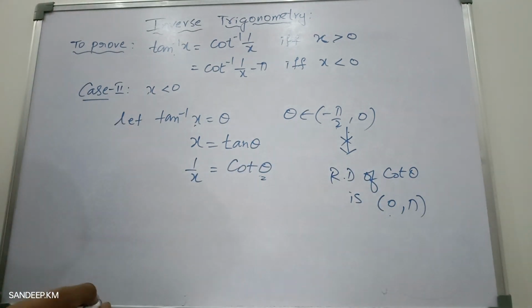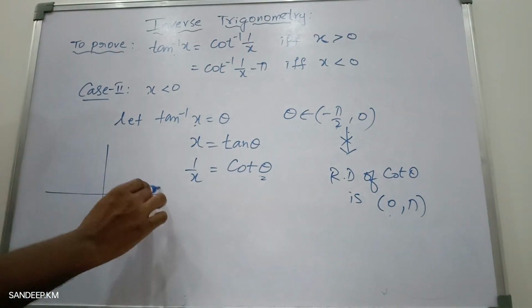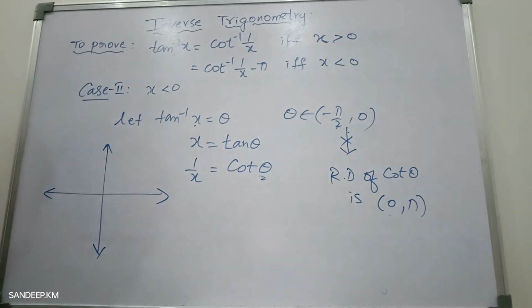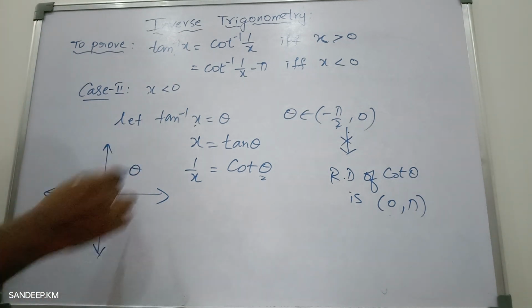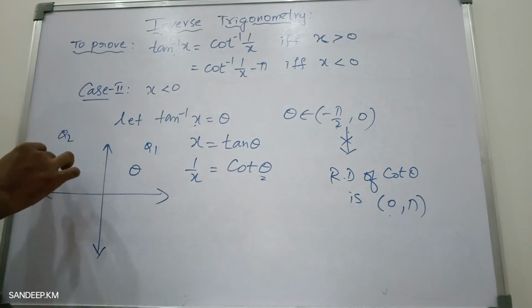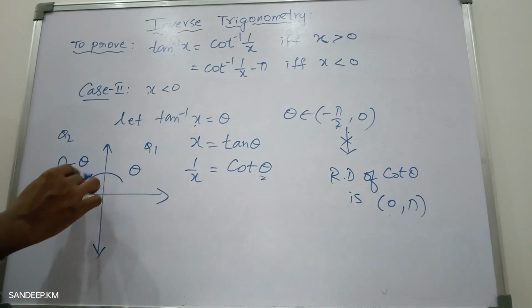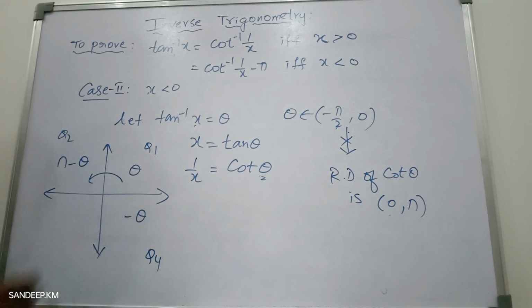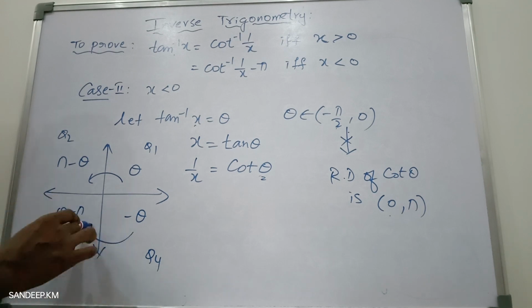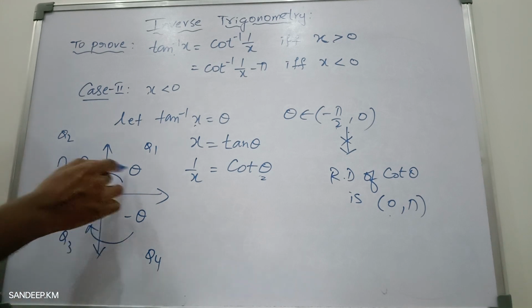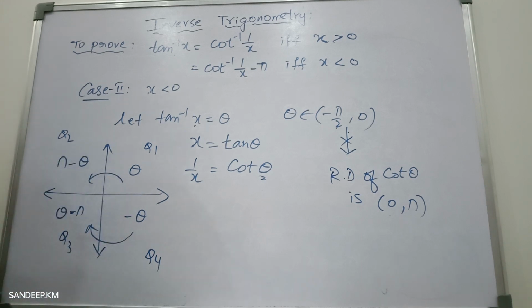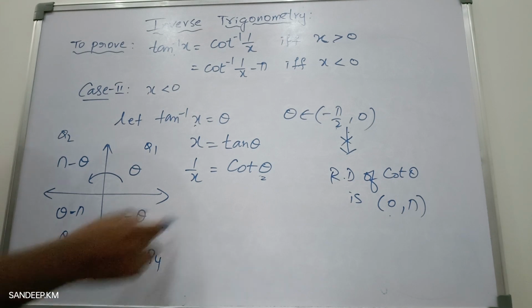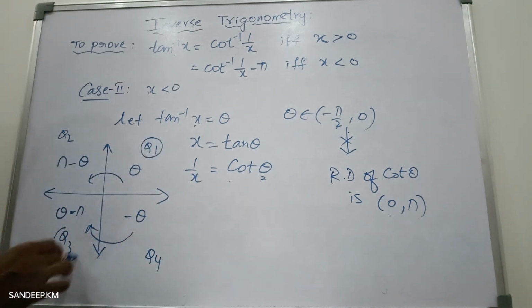So what to do? Let us come back to the concept that we discussed yesterday. For the first quadrant angle, I will take theta. For the second quadrant angle, I will take pi minus theta. These two are taken anti-clockwise. For the fourth quadrant angle, I will take minus theta, and for the third quadrant angle, I will take theta minus pi. These two are considered clockwise. Anti-clockwise gives positive angles, clockwise gives negative angles. Now, cot theta is positive in the first quadrant and also the third quadrant.